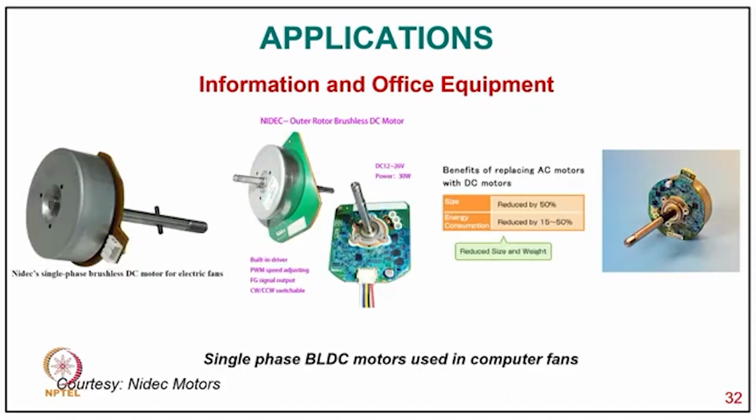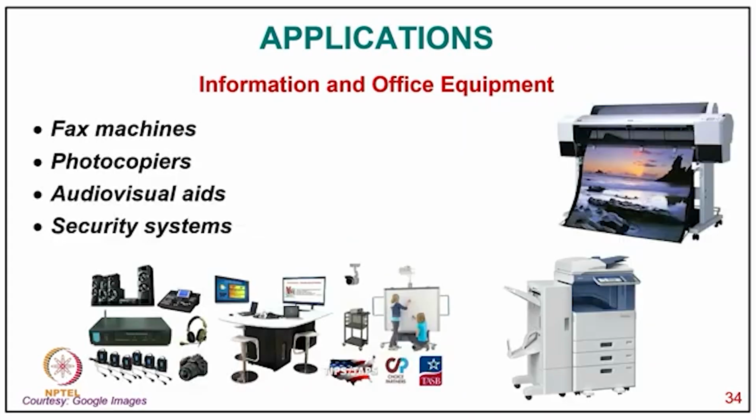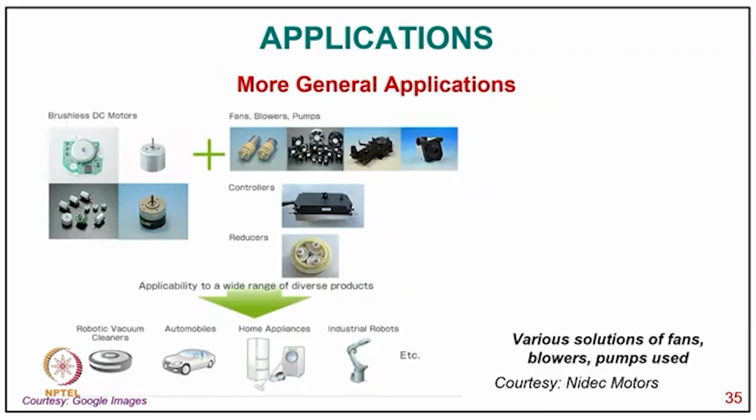Then the single phase permanent magnet brushless DC motor used for computer fans. Then the permanent magnet brushless motor used in fan servers. You can see the photograph. Then it's also used in fax machines, photocopiers, audiovisual aids, and security systems, as you can see in different ones. And then the typical motors for general applications, including those with the controllers, and then the reducer applications for a wide range like robotics, vacuum cleaners, automobiles, home appliances, and industrial robots.